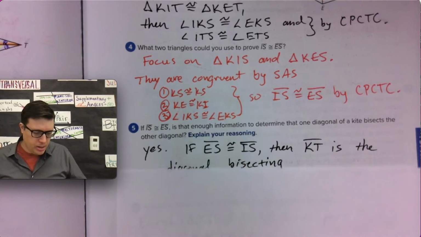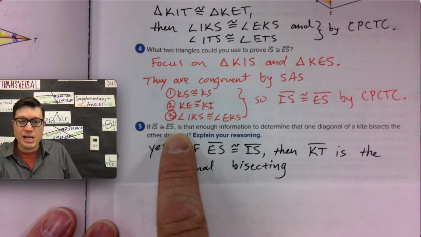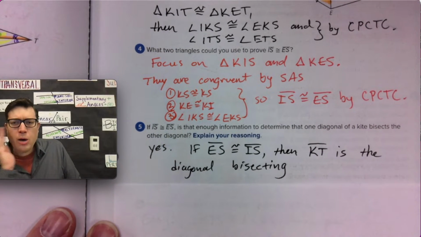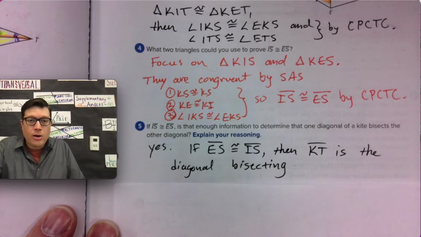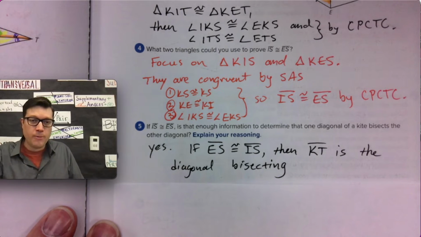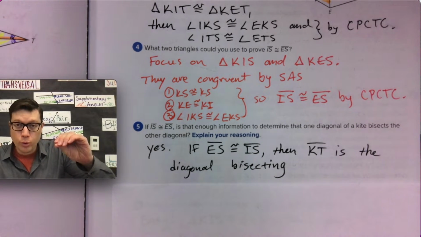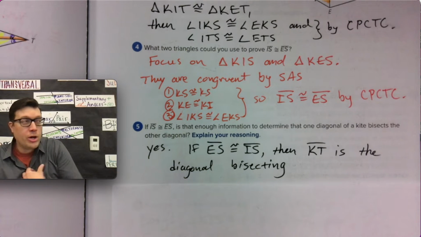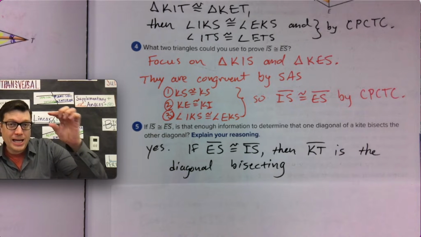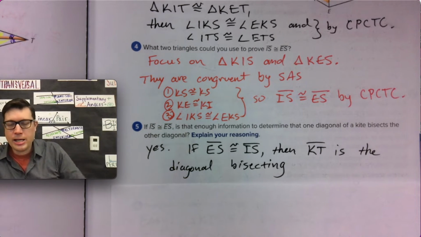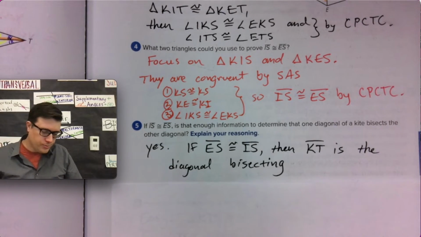Question 5. If IS is congruent to ES, is that enough information to determine that one diagonal of a kite bisects the other? It's right there in the math that we did. The thing that's happening is that ES and IS are congruent. Since they are congruent, there has to be something that cuts them in half. That cuts IE in half at point S, and KT is that line. It is the one that does the crossing.